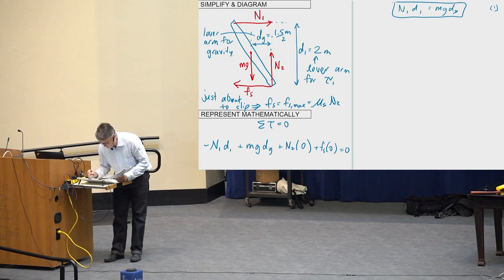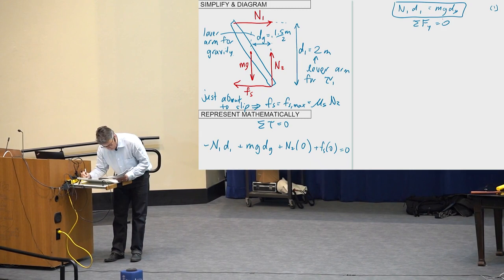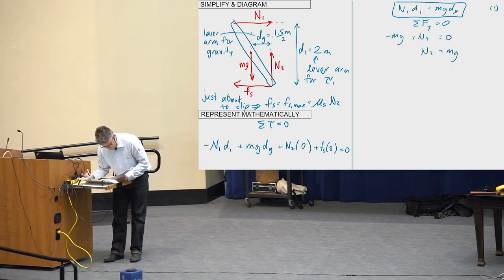Because that's not going to fully solve this problem, we also have to use some of the other equations, such as the sum of the forces in the y direction is equal to 0. So what's in the y direction? There's only two forces in the y direction. There's negative mg, and there's plus N2 equals 0. So that means that N2 is equal to m times g. Those are the only two vertical forces. So we'll call that equation 2.